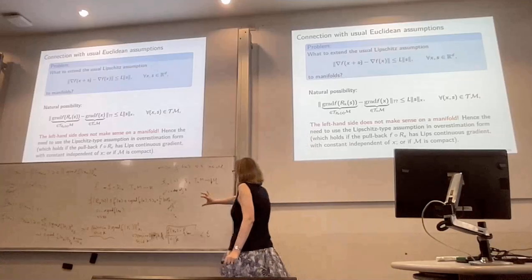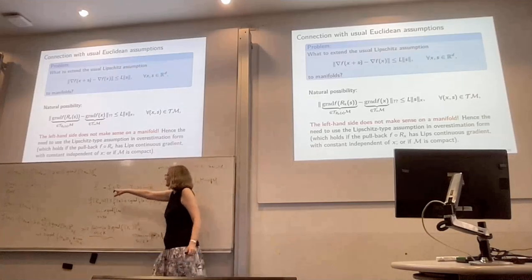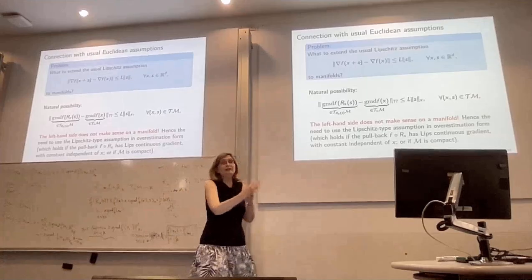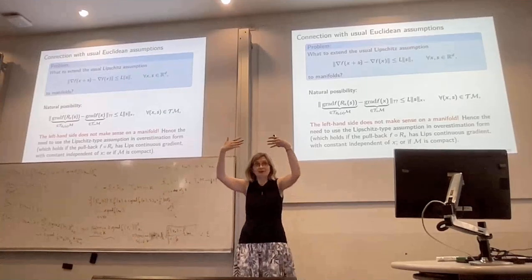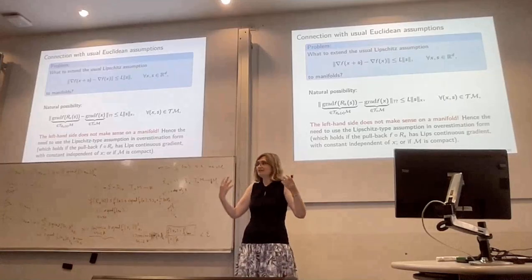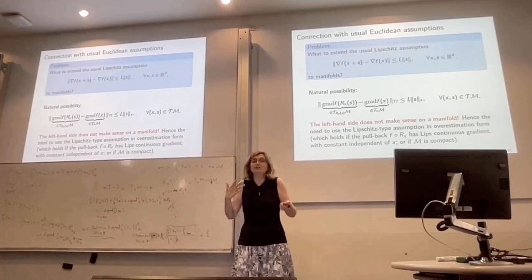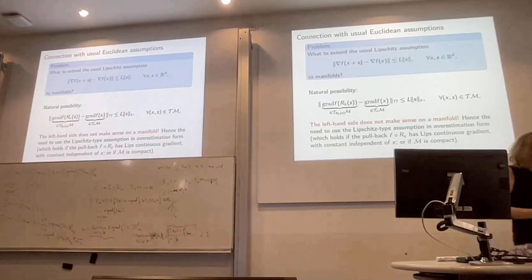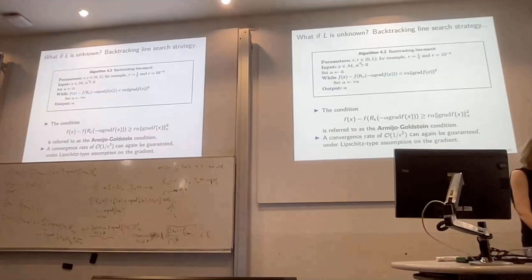But with this property here, or gradient of the pullback being Lipschitz, the analysis and the analogies to the Euclidean case are very nice. You can match the same analysis, the same result, and it makes sense, and it's what you would use like this in practice anyway.